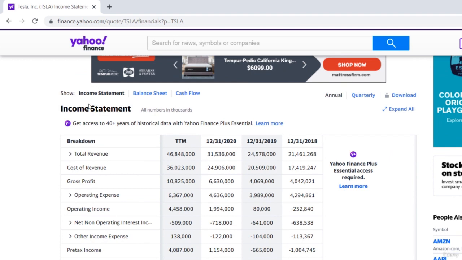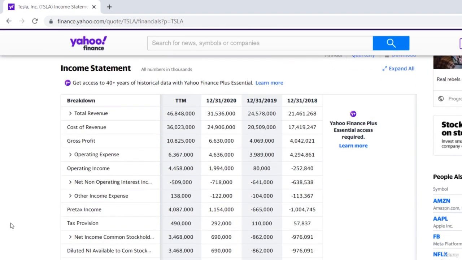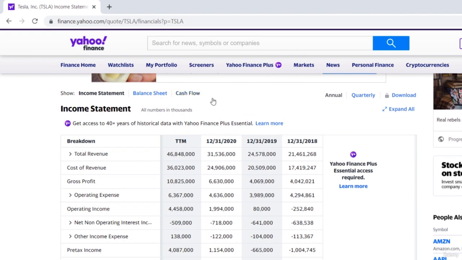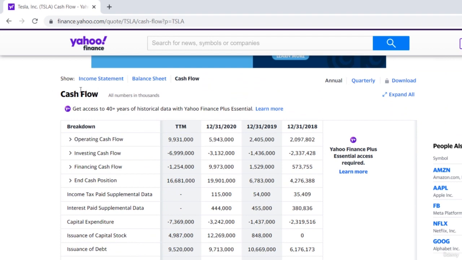Basically, you have the income statement, balance sheet, and cash flow. It'll fall to the income statement, so we want cash flow. So we're going to click on cash flow and have that reset there for a second. Let's try that again. There we go. And so here we are at cash flow. You can see that's where it says cash flow.